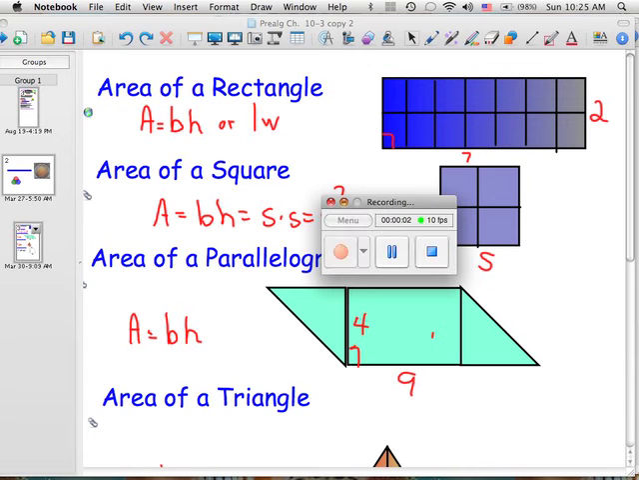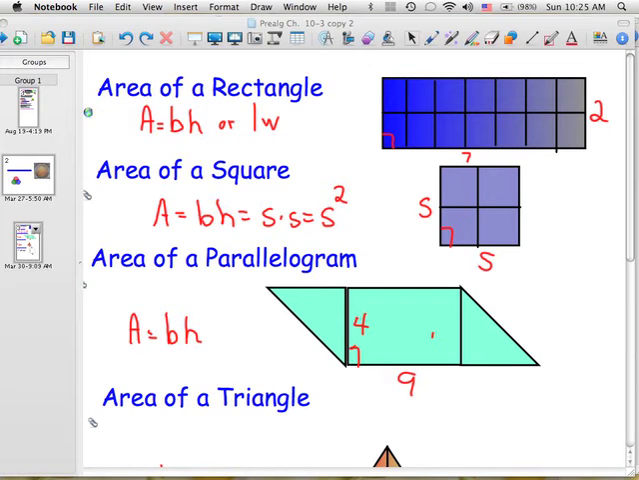Welcome to my pre-algebra class. We're on chapter 10, section 3. We're going to be finding the area of different polygons, starting with the area of a rectangle.